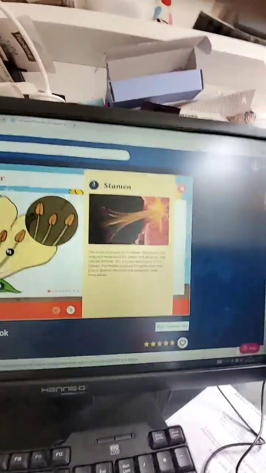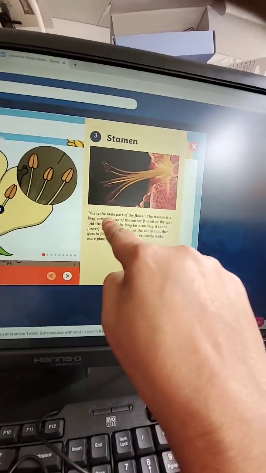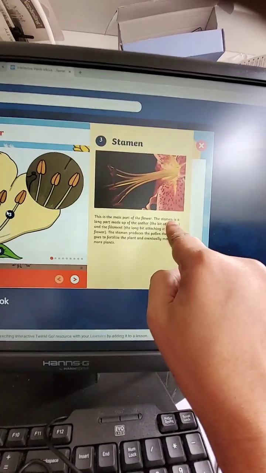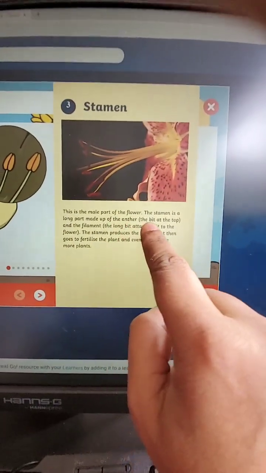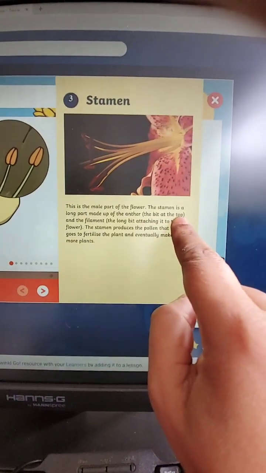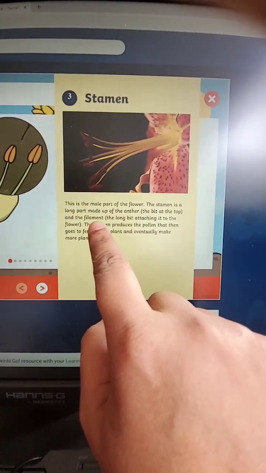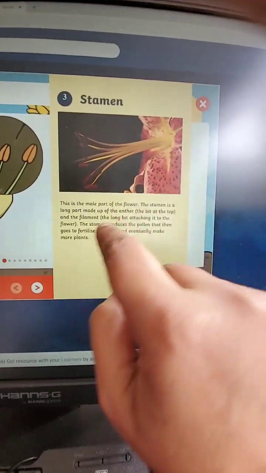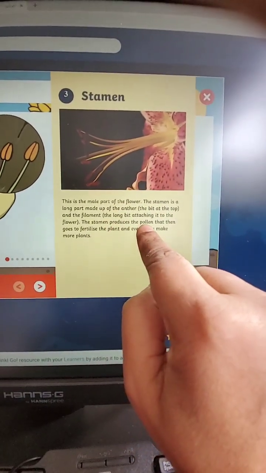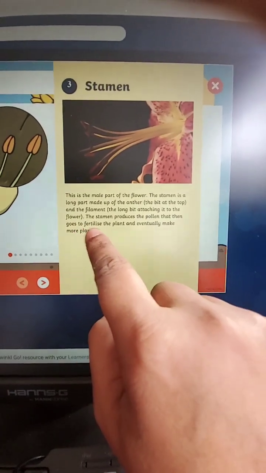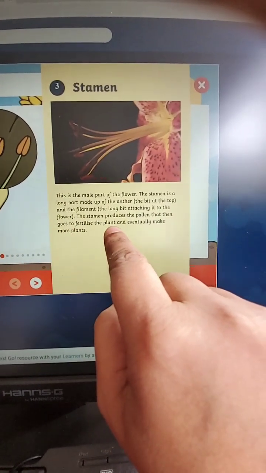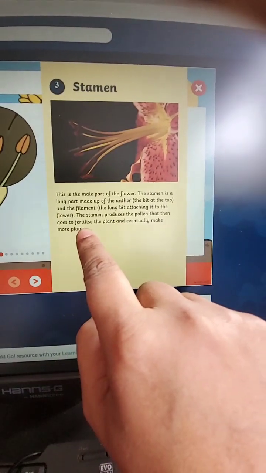Now number 3 is stamen. This is the male part of the flower. The stamen is a long part made of the anther, the bead at the top, and the filament, the long bead attached to the flower. Stamen produces the pollen that then fertilizes the plant and eventually makes more and more plants.